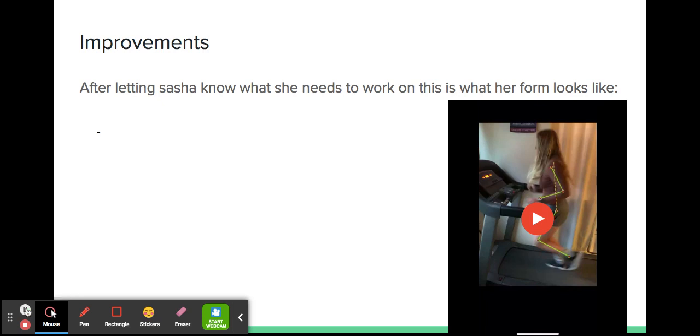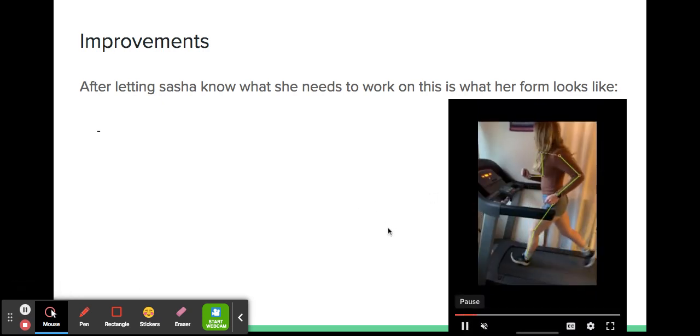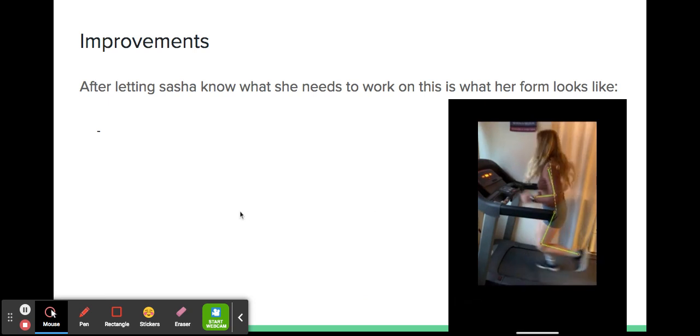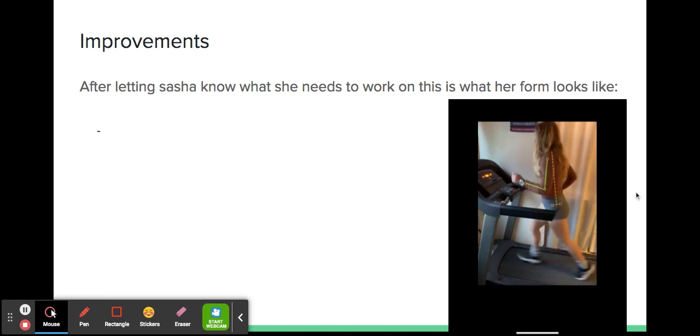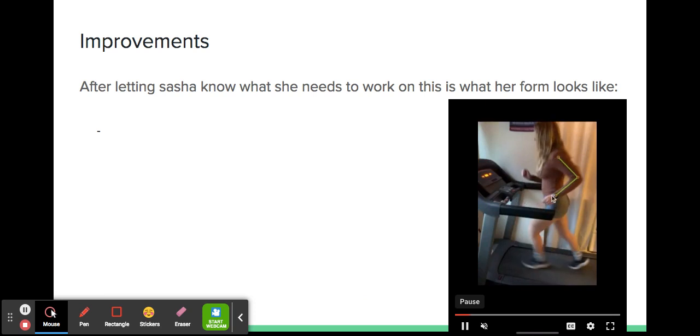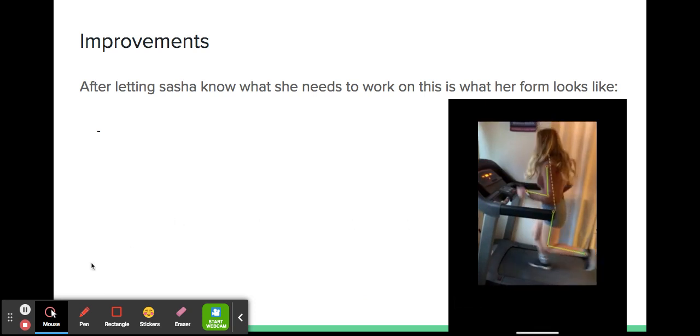Okay, so after working with Sasha for a bit and letting her know what her areas of improvement are, here's what her form looks like. It may seem like there's not a ton of improvement, but when you compare up side by side, which we will in a sec, you can really see how much Sasha's form has improved. Her arms are really coming across less, her torso shifting less, which is going to improve her running stride and create a lot more efficiency in her run.